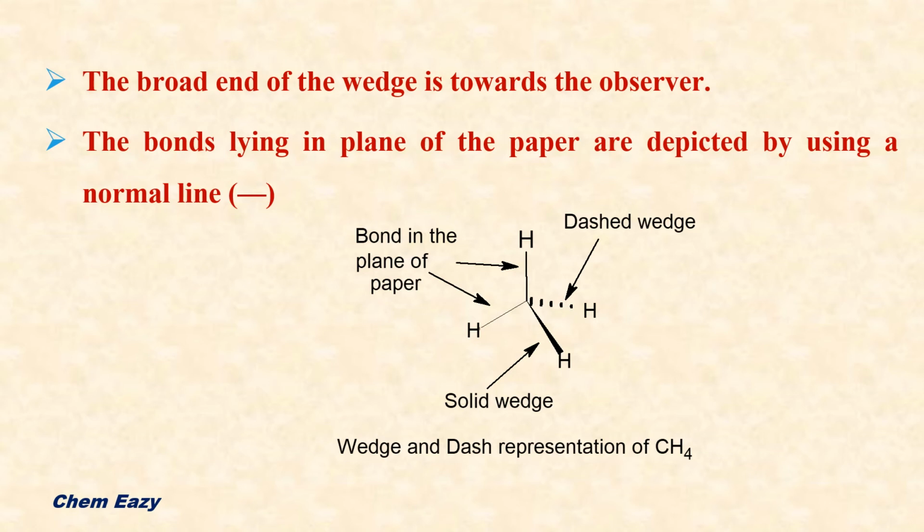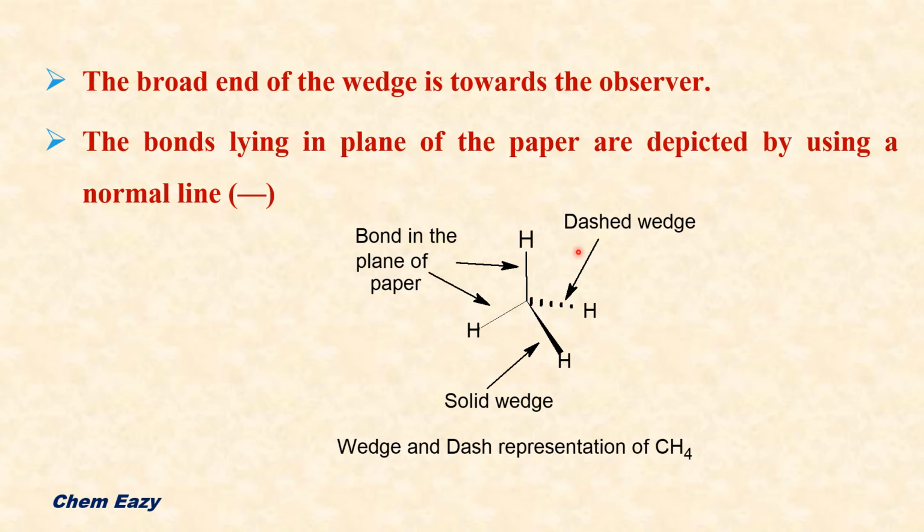The broad end of the wedge is towards the observer in case of both solid wedge and dashed wedge. The bonds which lie on the plane of the paper are depicted by using a normal line. For example, the wedge and dash representation of methane shown here.